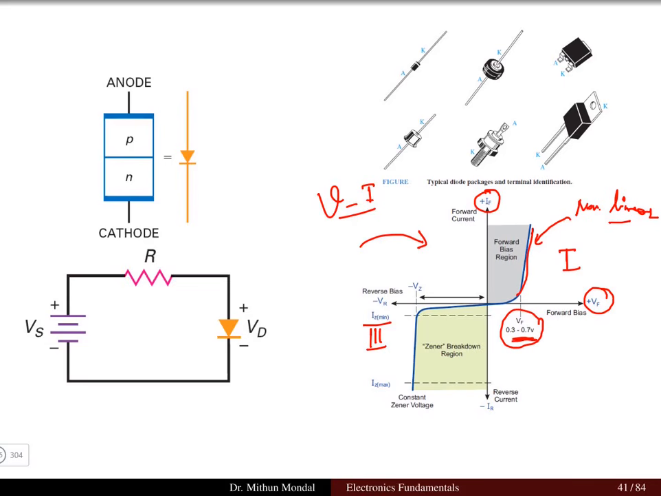And in the third quadrant, when a negative voltage is applied, no current will flow, and suddenly the saturation current will start flowing. This is known as the knee voltage. So there will be a breakdown of the diode and the current will start flowing in the negative direction.